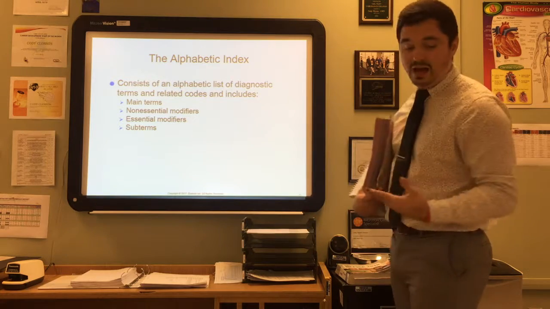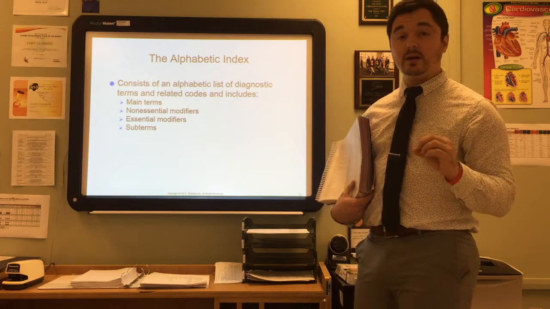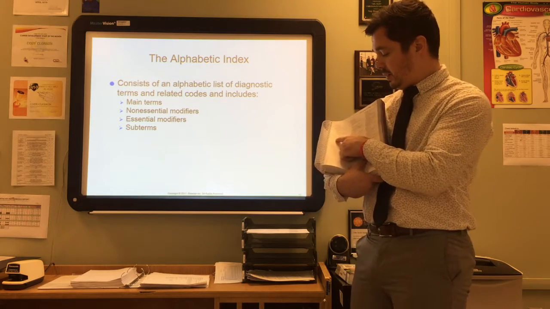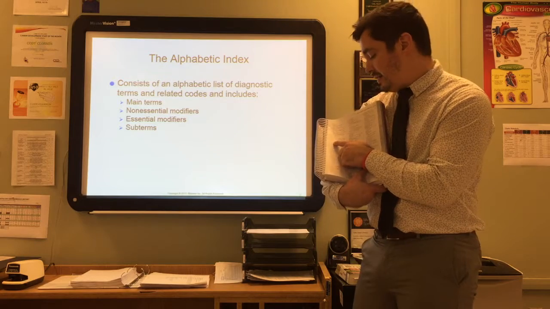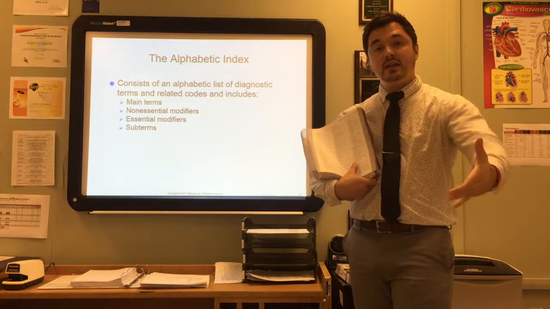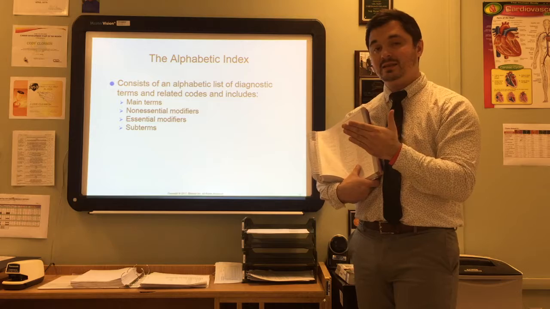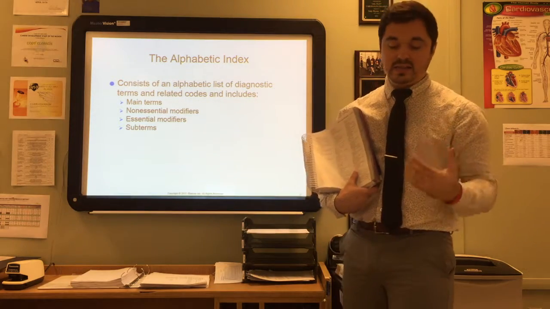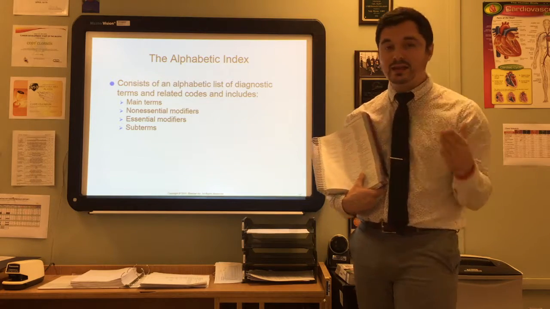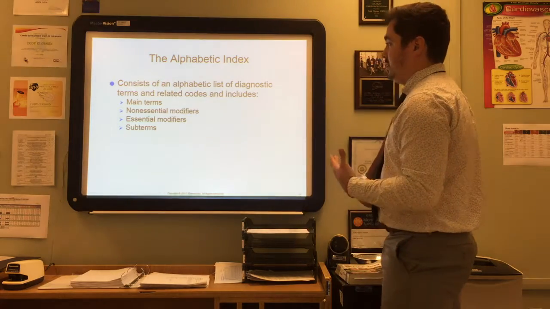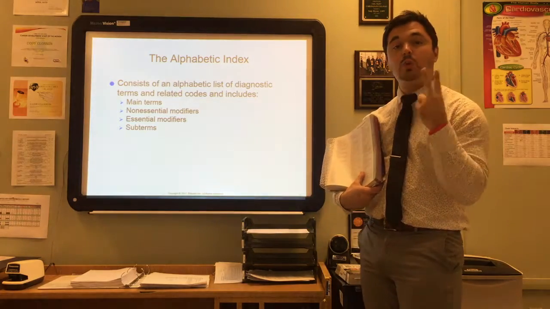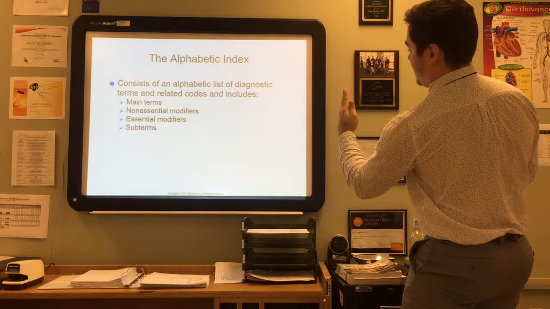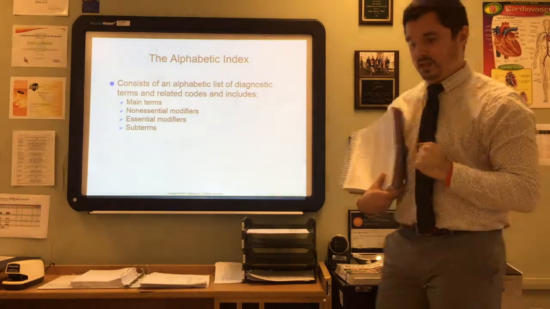Then you have essential modifiers. Essential modifiers are indented one space to the right under the main term. If you look at polycystic, the first one says degeneration in kidney. That was indented one indent, so that is an essential modifier. Subterms are indented one space to the right under an essential modifier. Essentially, those subterms are indented twice. So you'll see the main term, the essential modifier, and then a subterm. It'll go across that way.